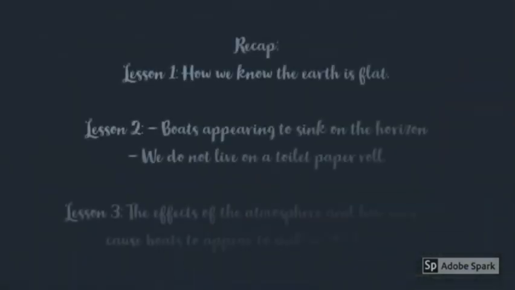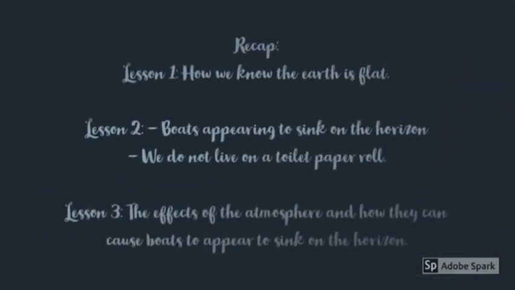Okay, here's a quick recap on everything we've gone over so far. In Lesson 1, we covered how we know the Earth is flat. In Lesson 2, we covered the whole boats appearing to sink on the horizon thing, and explained how we do not live on a toilet paper roll. In Lesson 3, we explained the effects of the atmosphere and how they can cause boats to appear to sink on the horizon.